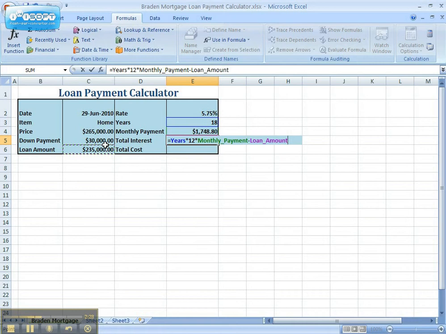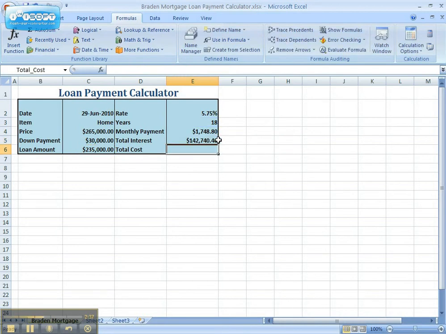We borrowed $235,000. We paid the amount here in years times 12 times monthly payment. The remainder there is going to be our interest. So $142,000 in interest on a $265,000 house. It's kind of frightening when you think of houses that way. The total cost is simply going to be the price of the house plus the total interest. So on an 18-year loan at 5.75% interest, a $265,000 house with a down payment of $30,000 ends up costing you $407,000, almost $408,000.